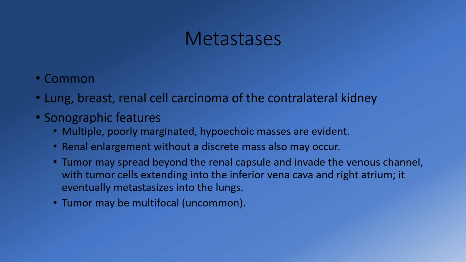hematogenous channel and goes through the pulmonary arteries to the lungs. It can be multifocal, but that is uncommon. So you do want to know this about it, that the renal cell carcinoma is one that will grow through the renal veins and invade the IVC. That typically shows up on tests.